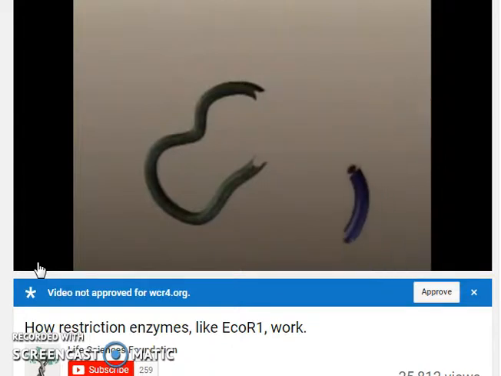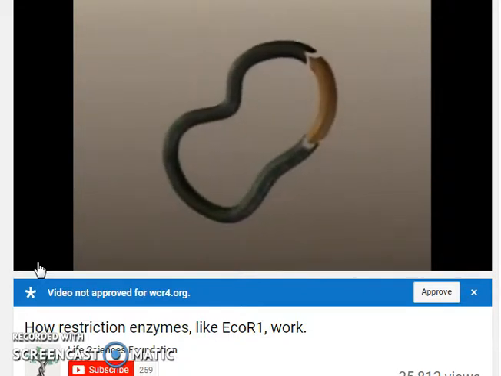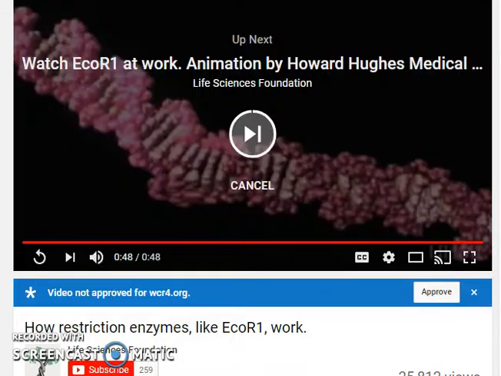A section of foreign DNA with the appropriate bases on its own sticky ends can bind to the plasmid, and DNA ligase helps join the ends. The result is recombinant DNA. And to be able to see that in real time, here's a better video of that.